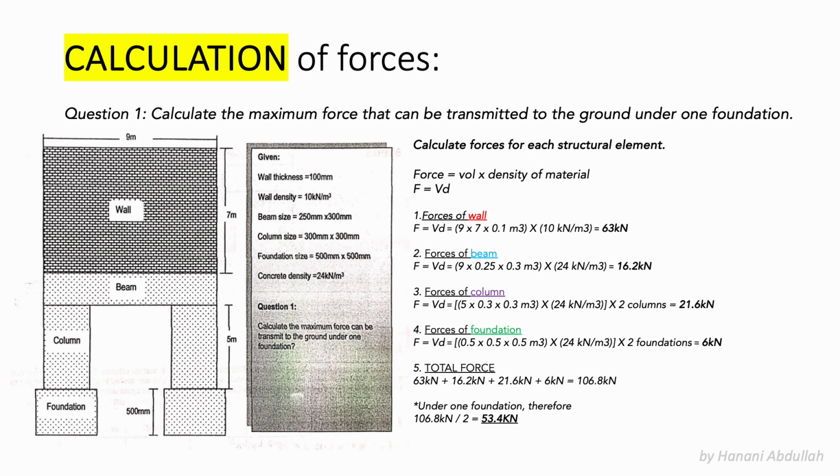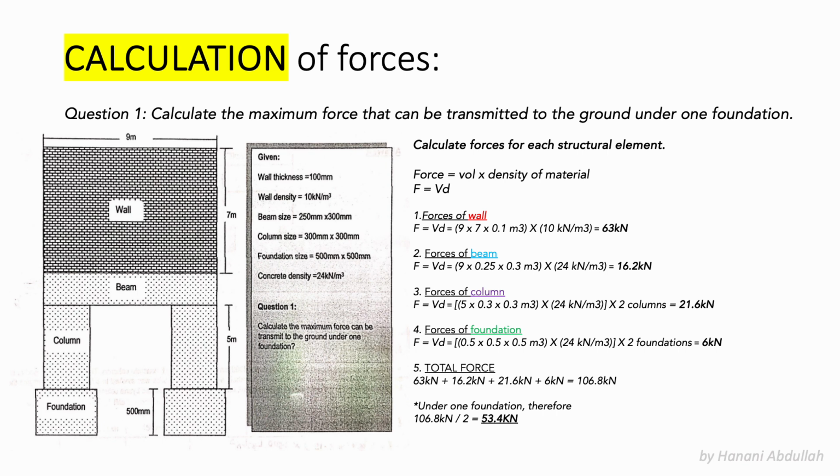The last structure here is foundation. Foundation juga ada dua. Kita kira sahaja dua foundation dulu. And then kita tengok dia punya volume untuk foundation. Still sama. Tinggi untuk foundation is 500 mm. Sizing untuk foundation dekat sini pun dia dah state 500 mm darab 500 mm. So volume dia 0.5 times 0.5 times 0.5. The density is still 24 kN per meter cube. And then total up, make sure you darab dengan dua foundations. So untuk force dekat foundation, total untuk dua-dua foundation is 6 kN.